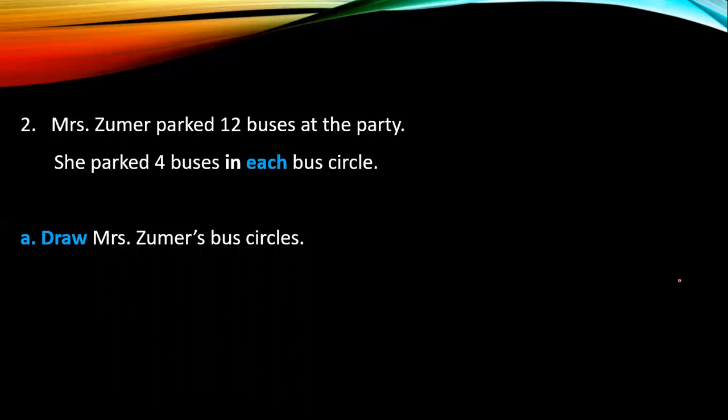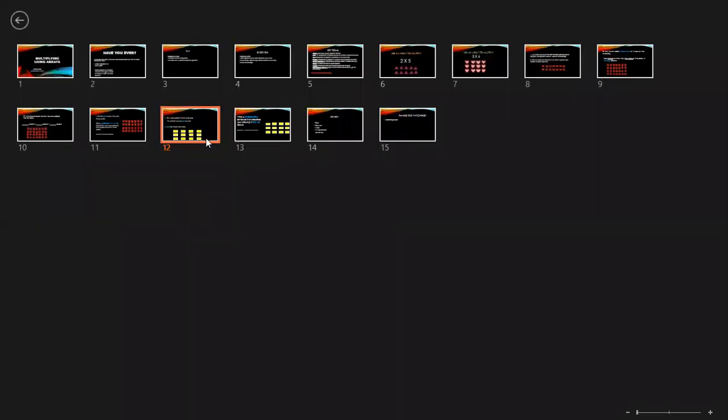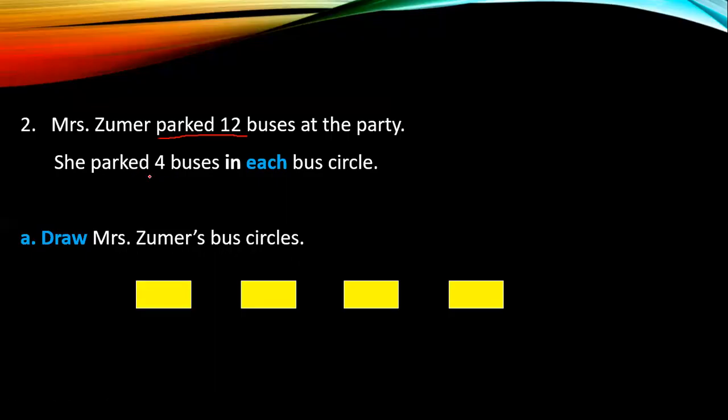Are you starting to draw something that looks like this? 1, 2, 3, 4. That's 4 buses in one circle. And she had a total number of 12. So part 12, that's the total. And 4 buses in each. I'm going to keep counting on until I get to 12, but I know that I can only have 4 buses in each circle.